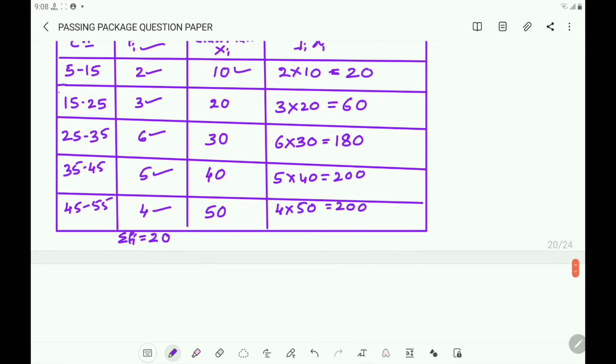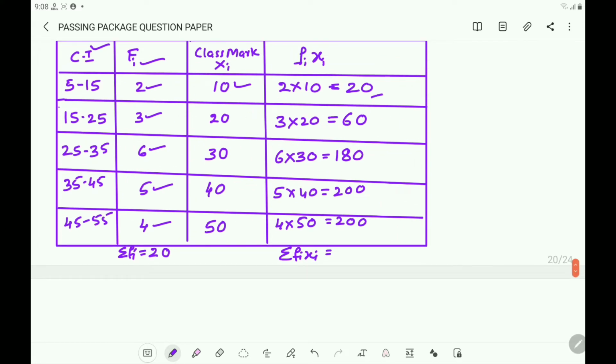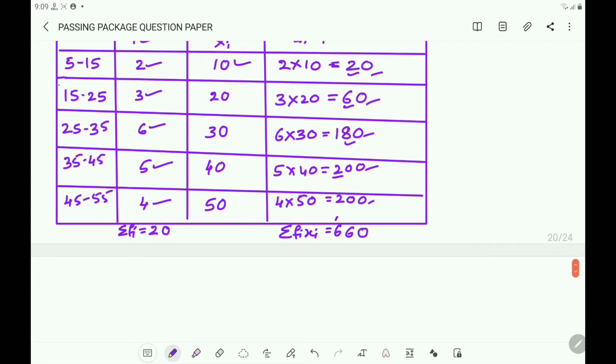Then you find the summation of FiXi, the sum of all the products of Fi and Xi. So what is the sum here? 0 plus 0 plus 0 plus 0 plus 0, you will get 0 here. Again 2 plus 6, 8. 8 plus 8, 16. 1 we have to carry here. 2 plus 1, 3. 3 plus 2, 5. 5 plus 1, 6. You got 660.